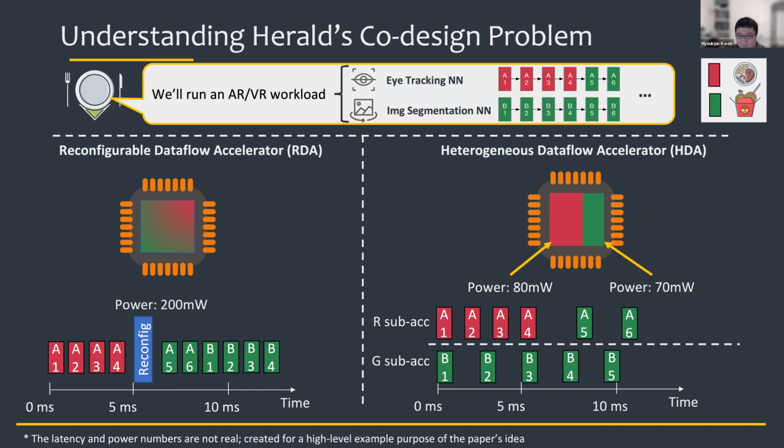On the other hand, we can think of the specialty chef approach, which is the heterogeneous dataflow accelerator, which is proposed by Herald. And this is exactly like the specialty chef approach. We distribute those layers across the different specialty chefs, which are sub-accelerators. The red layer goes to the red sub-accelerator, and the green layer goes to the green sub-accelerator.